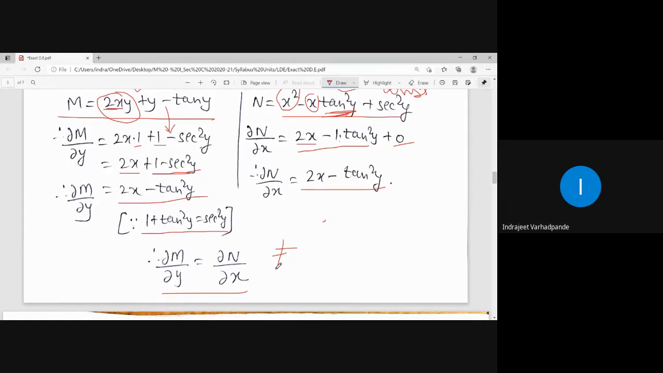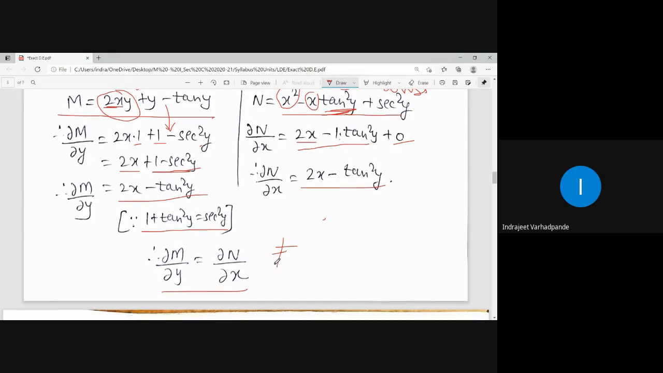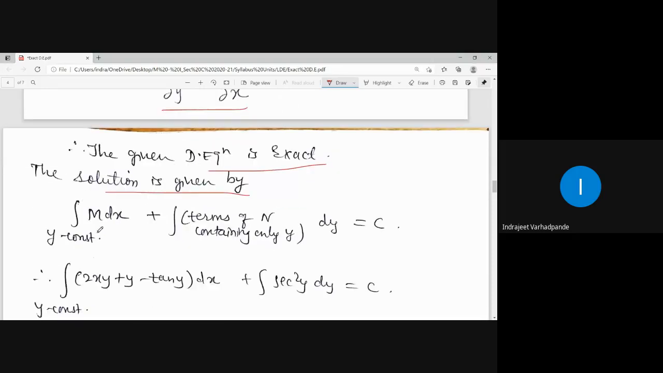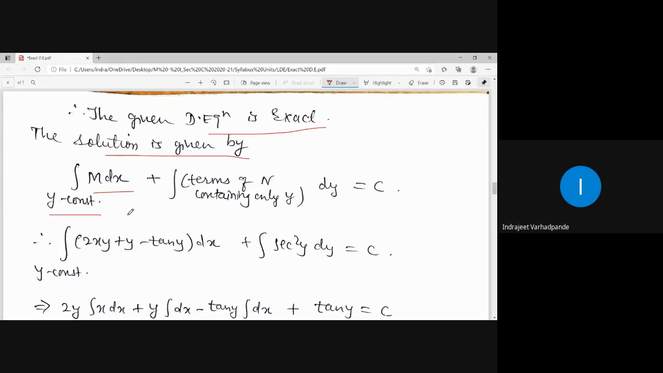I hope the answer is justified. So the given differential equation is exact. The solution is given by the integration of m dx keeping y constant, plus the terms of n containing only y dy, is equal to c. So m completely you have to write down: 2xy plus y minus tan y, whole dx, where y will be constant.